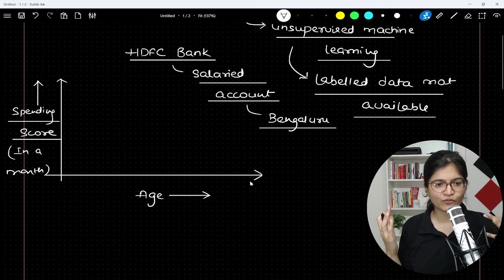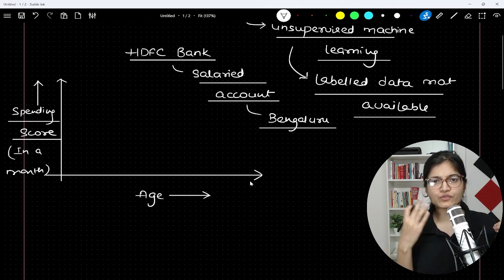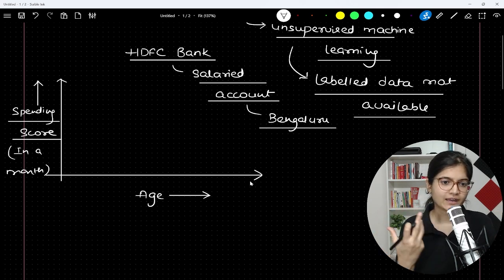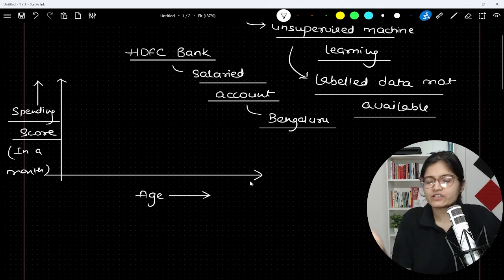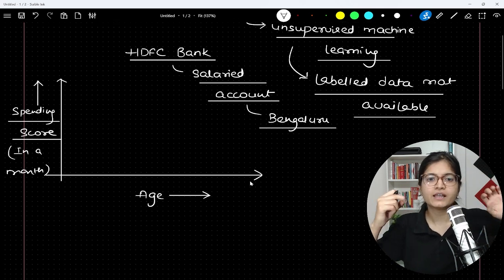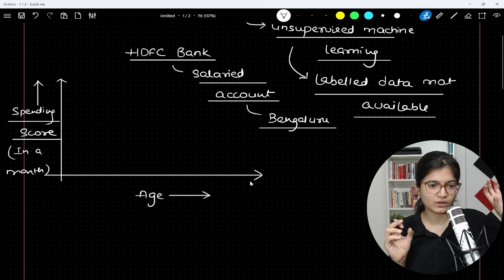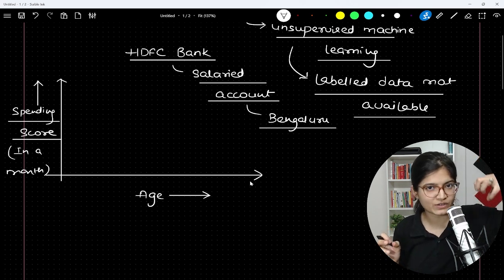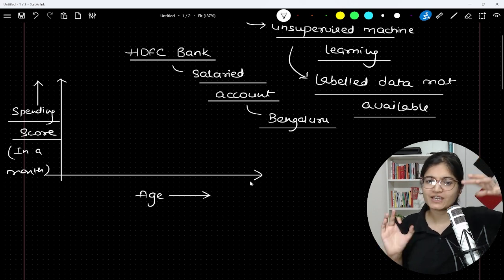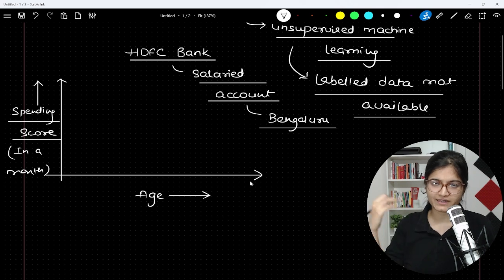In a month, specifically, let's say how much they will be able to spend. Specifically, let's say we are focusing on groceries, outing, traveling, parties, whatever things you can think of in the weekends, wherever they are exploring the stuff. So, how much is their spending score on the basis of their spending history, transaction records, which is available in the HDFC bank as they have their salaried account in that specific bank.